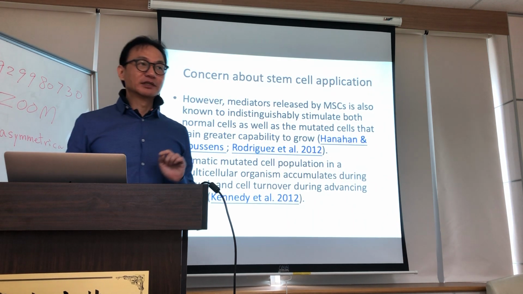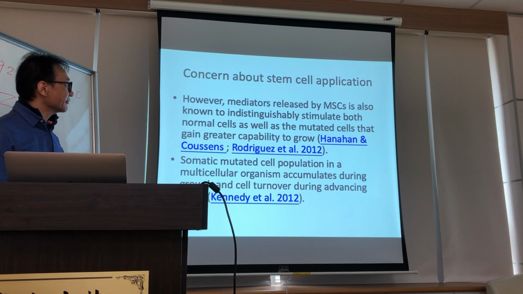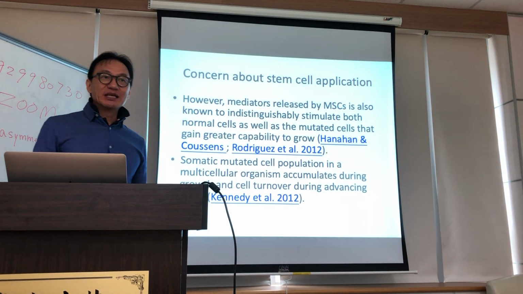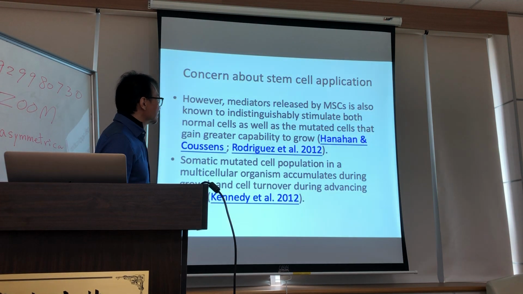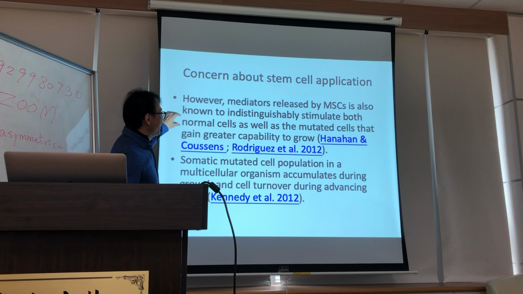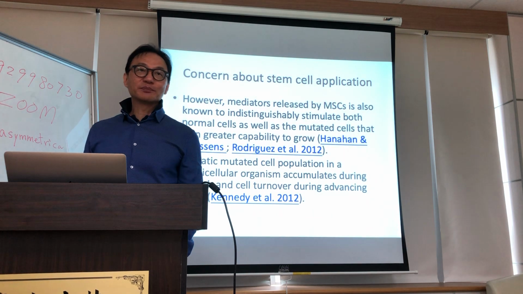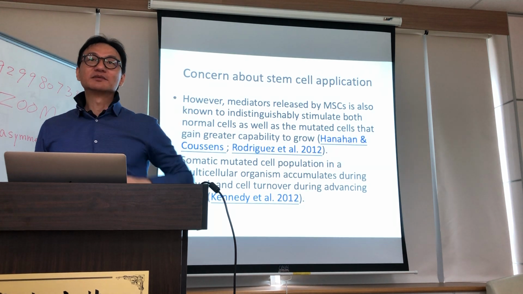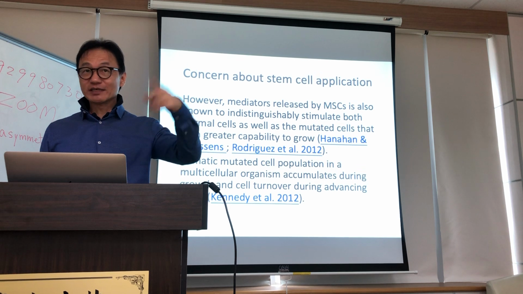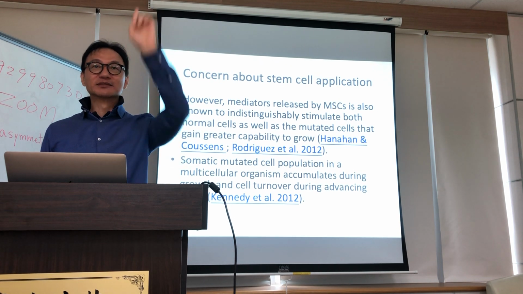But I also want to show you the concern about the stem cell application. You know the signal produced from the mesenchymal stem cell, they are normal signals, and they can stimulate the normal cell, but they can also stimulate mutated cell, right? So those signals are promoting growth, but they cannot distinguish whether you are a mutated cell or a normal cell, right? So if you have a lot of cell turnover, and I introduce the signal in, both systems will grow, right?